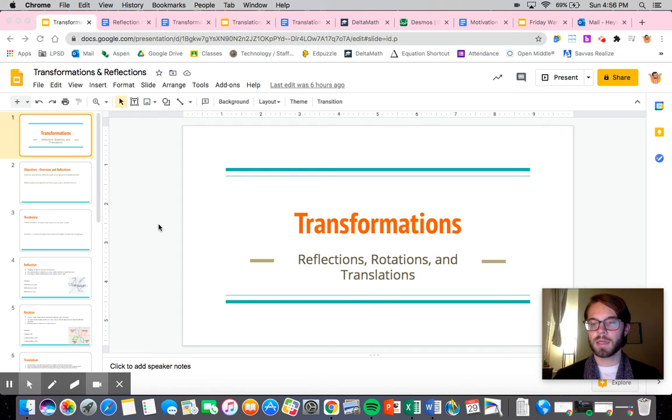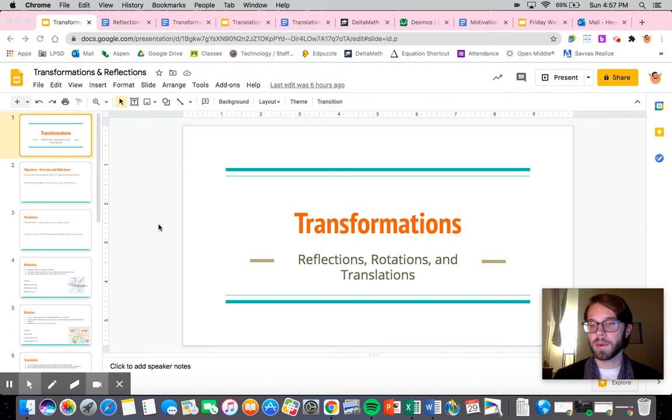Hi, everyone. Just wanted to take a little bit of time to talk about transformations and then to specifically focus on reflections. So these are the notes that we're going to be going over in class. This way, if you have to miss it or need to review or go over something again, you can still look at this information.